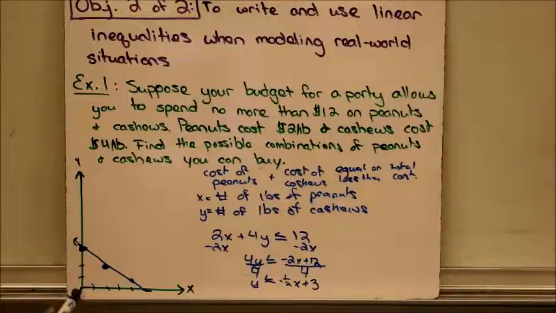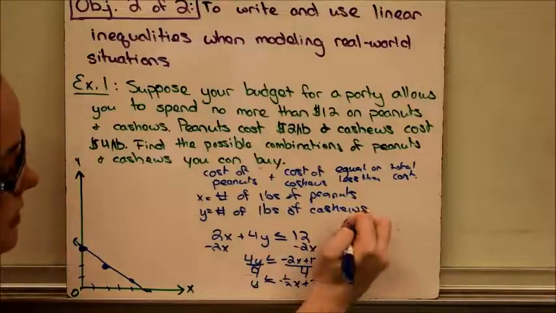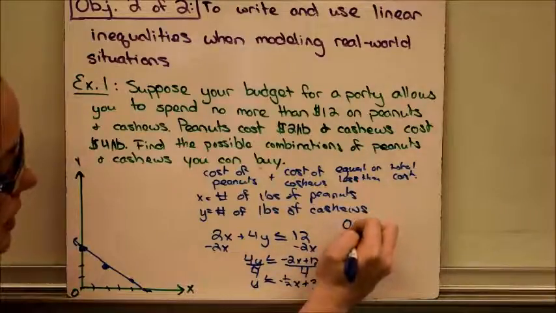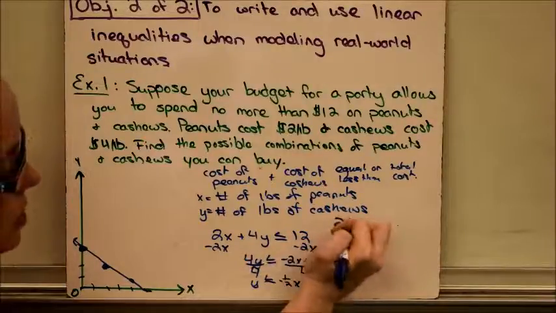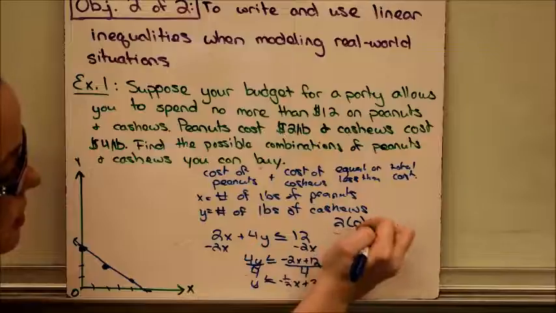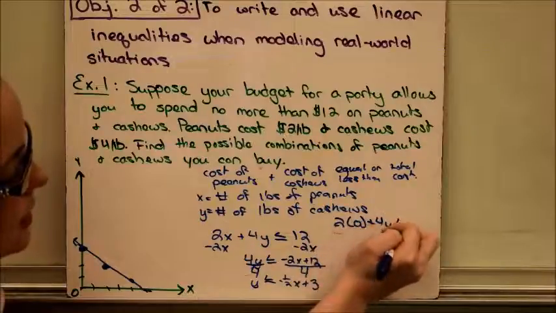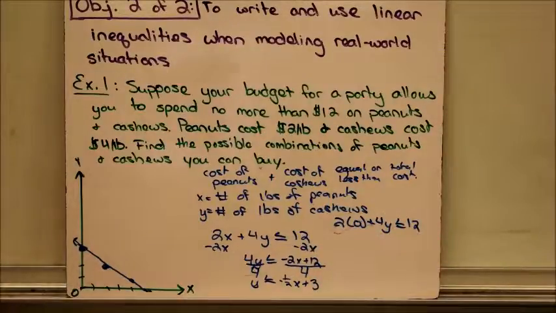I always like to choose the origin. I think it's easy. So let's do that. 0 is less than, actually let's do our original equation, I'm sorry. 2 times 0 plus 4y is less than or equal to 12. And I chose the original equation just because I wouldn't be dealing with fractions. I think it's much easier. You could have done that equation and it should work out just fine.